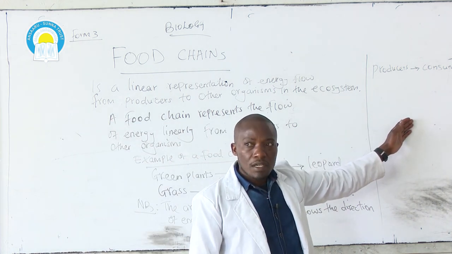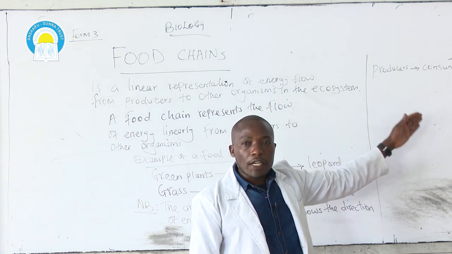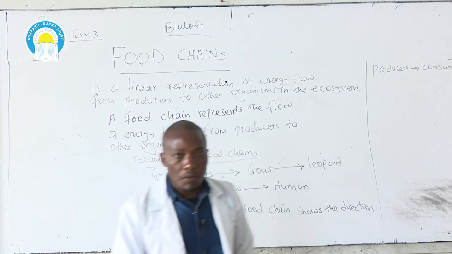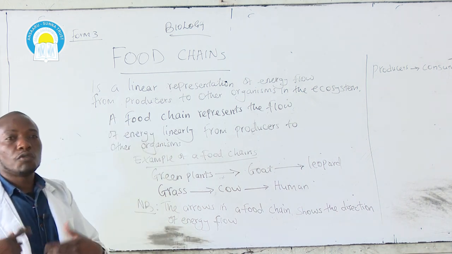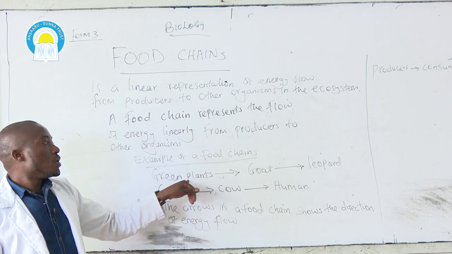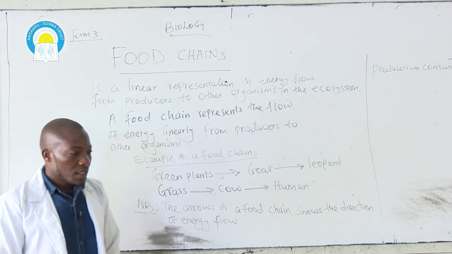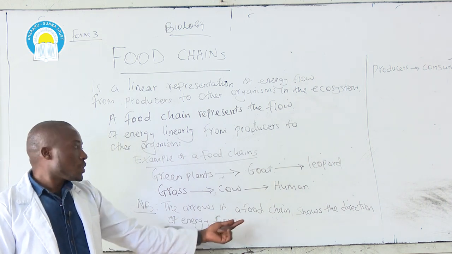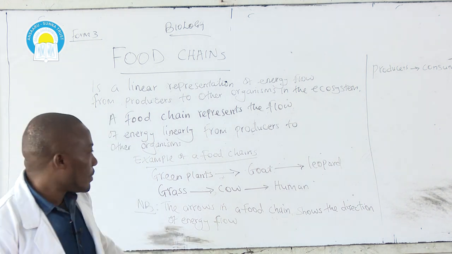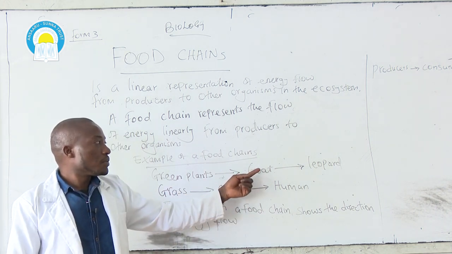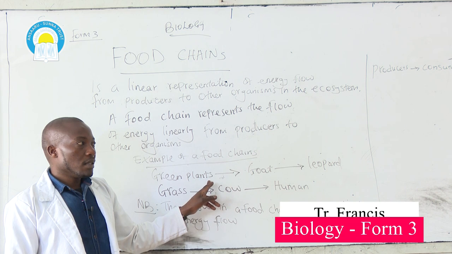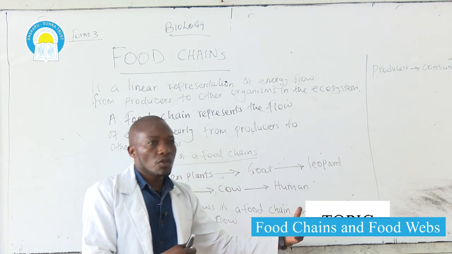The consumers can be many. Remember, we have primary consumer, secondary consumer, tertiary consumer, and quaternary consumer. Then you have the decomposers, which feed on an organism when it dies. An example of a food chain is shown below: green plants, goat, leopard. The arrow in a food chain shows the direction of energy flow. You may also say it points to the eater, because green plants are eaten by the goat, and the goat is eaten by the leopard. It shows that energy flows from green plants to goats, and from goats to leopard.